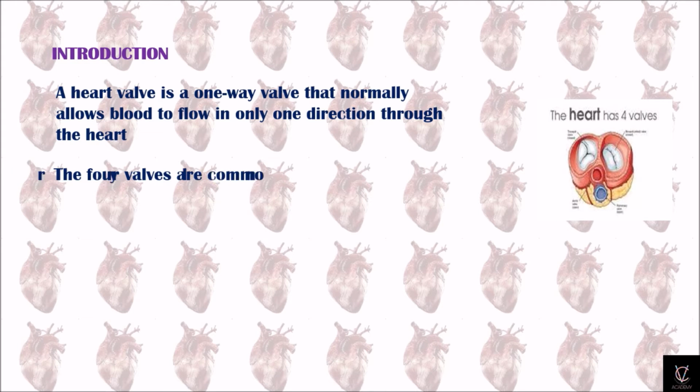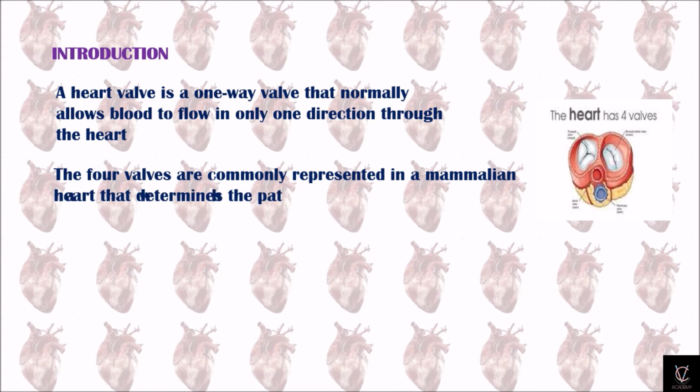Four valves are commonly represented in a mammalian heart that determine the pathway of blood flow through the heart. So, how many valves are commonly represented in a mammalian heart? Four valves.